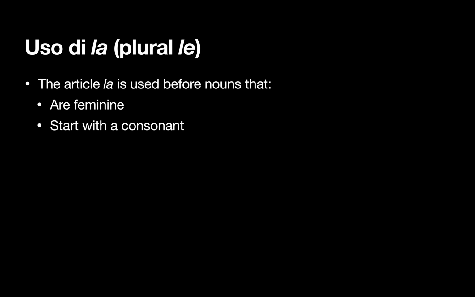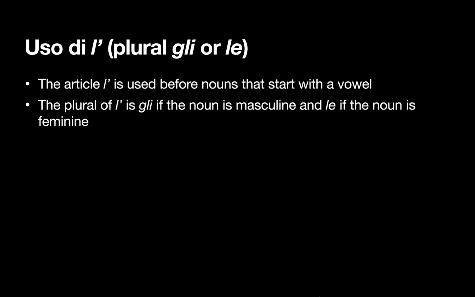Now, la, which is the feminine article. This is used before nouns that are feminine and start with a consonant. Feminine nouns are a little bit simpler than masculine nouns article-wise. So any noun that's feminine and starts with a consonant will use la in the singular and le in the plural. Now we have the l apostrophe. The article l' is used before all nouns that start with a vowel. If it's masculine, the plural is gli, and if it's feminine, the plural is le.